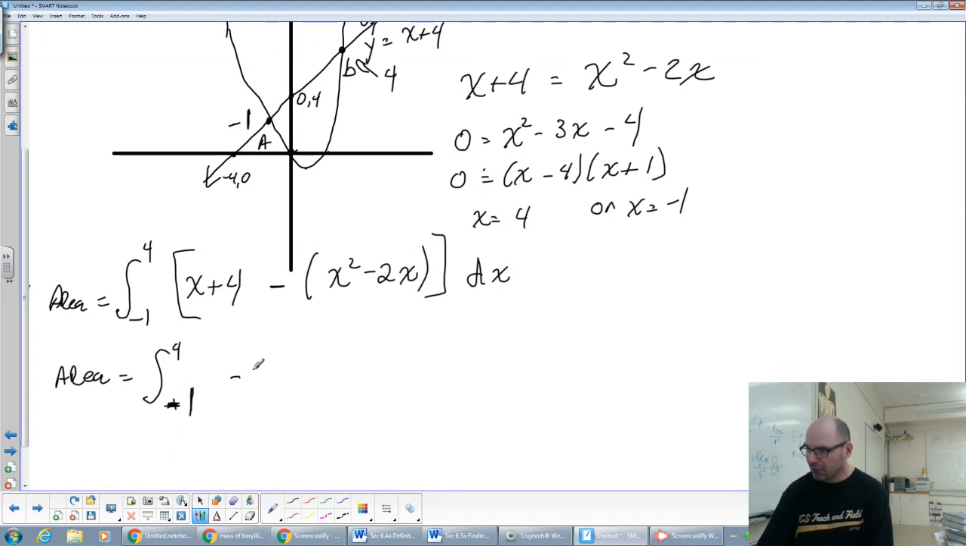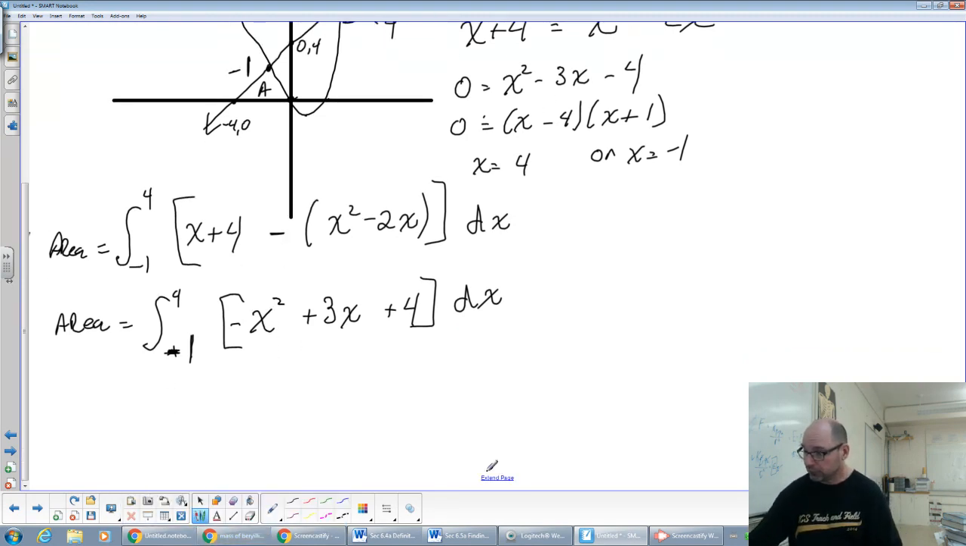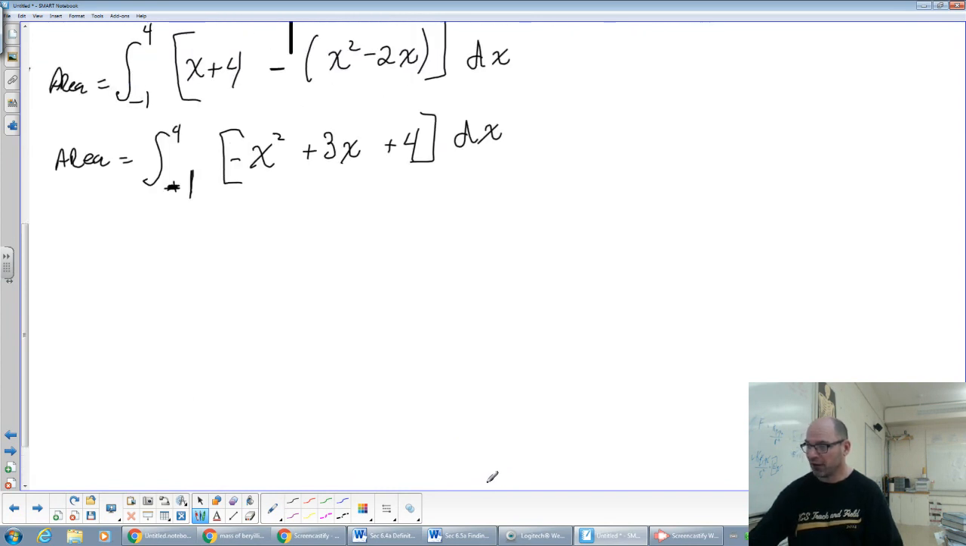Okay, so I'm going to get negative x squared, right? And this is going to be a plus 2x plus 3x. And I'm going to get plus 4 because there's no number to subtract there. dx. Okay, now there's two limits here, so we're going to have to do two of them. There's a 4 and a negative 1. So now we have to integrate.